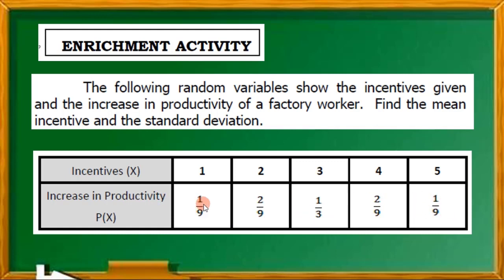So let's try to verify first. 1/9 plus 2/9 we have 3/9, that's 1/3, and this is another 1/3, that's 2/3, and then 2/9 plus 1/9, that's 3/9, another 1/3. So 3 times 1/3, we have 1. So we're done.